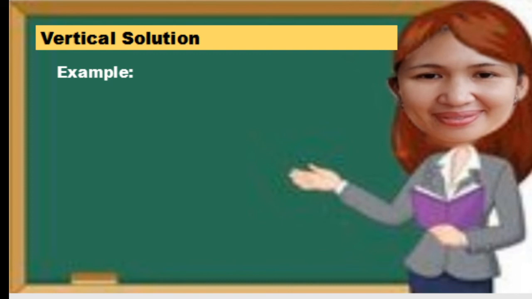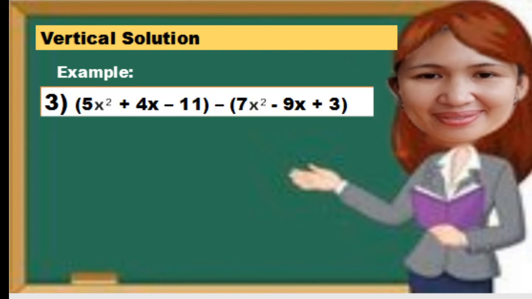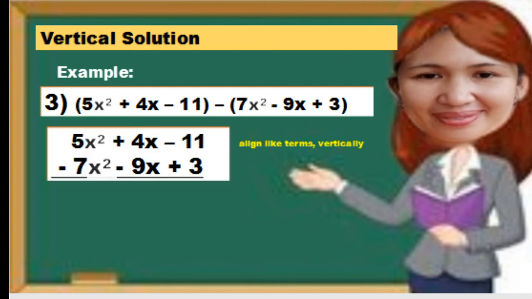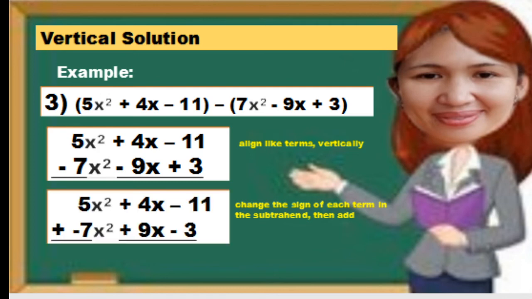Let us try a vertical solution to this example. 5x squared plus 4x minus 11 minus 7x squared minus 9x plus 3. So the first thing that we have to do is align like terms vertically, like that one. Then after aligning, we have to change the sign of each term in the subtrahend. So we have 7x squared, that becomes negative 7x squared. Negative 9x, that becomes 9x. Positive 3 becomes negative 3. Then change the sign of the minus into plus.